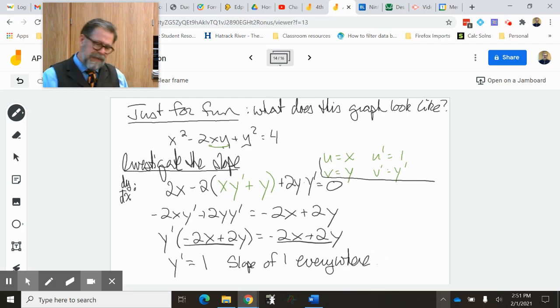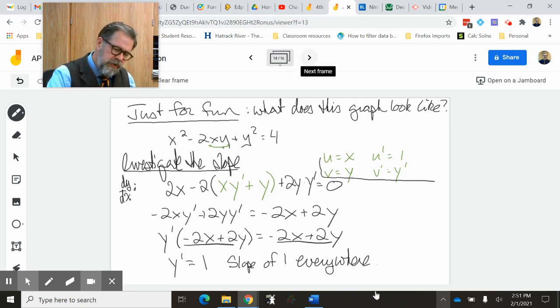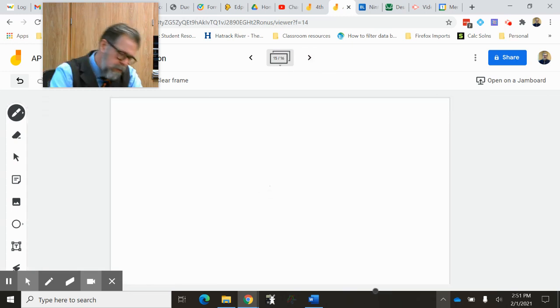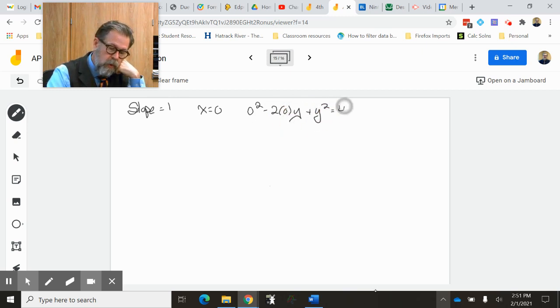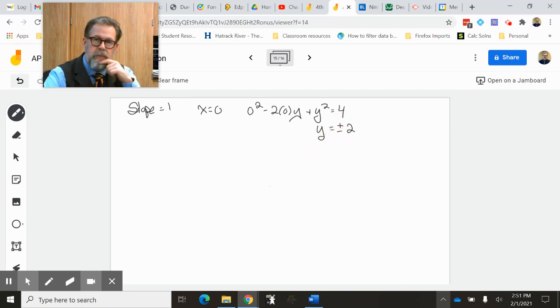Where's it defined? Well, it looks to me like the domain and the range are infinite. So it's a line? An odd way to write the equation of a line. So let's play around a little bit more. We know that there's a slope of 1, and let's see if we could get a point. So what if x equals 0? I've got 0 squared minus 2 times 0y plus y squared equals 4, which means that y is equal to plus or minus 2.